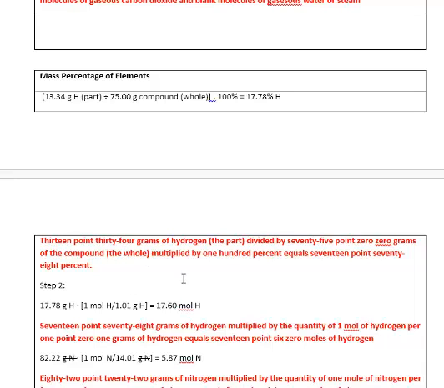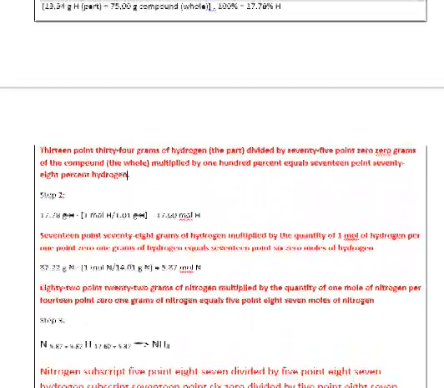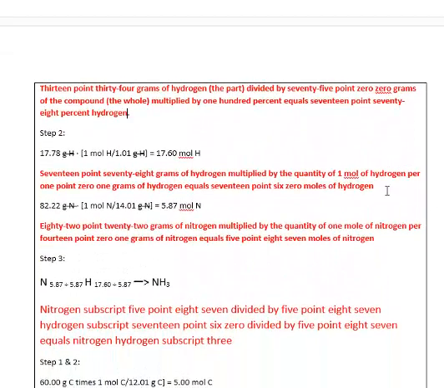So 13.34 grams of hydrogen, the part, divided by 75.00 grams of the compound, the whole, multiplied by 100% equals 17.78% hydrogen. Let me write that down, hydrogen. Step 2: 17.78 grams of hydrogen multiplied by the quantity of 1 mole of hydrogen per 1.01 grams of hydrogen equals 17.60 moles of hydrogen.